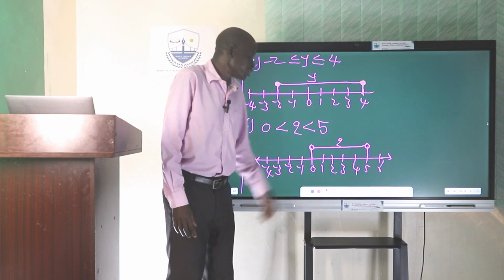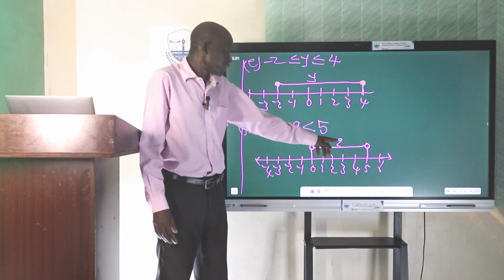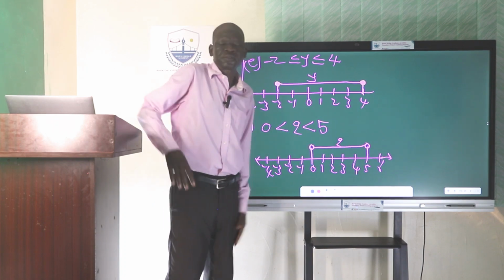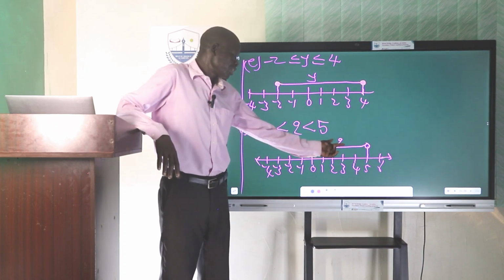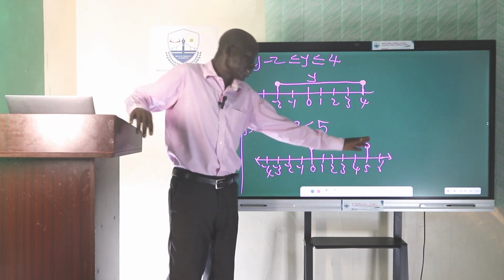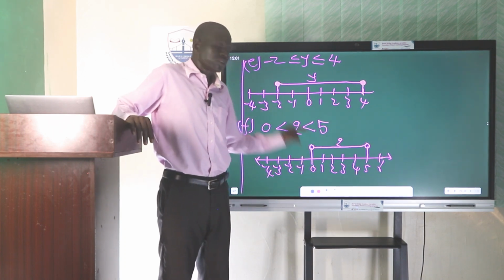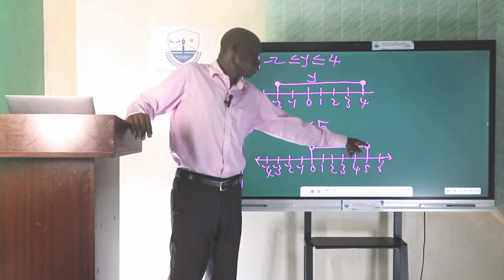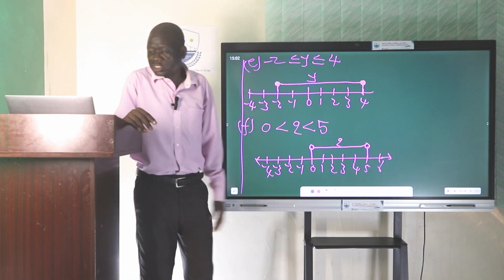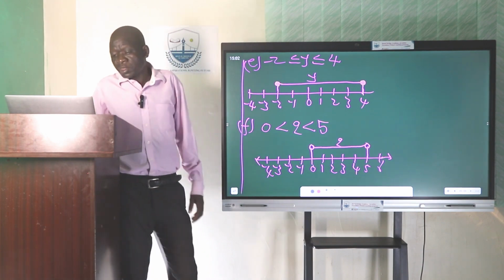So this means that Q is a figure which ranges between 0 and 5. Q is a number which ranges between 0 and 5. The 0 is not included, the 5 is also not included, but it is within there. That is what it means.